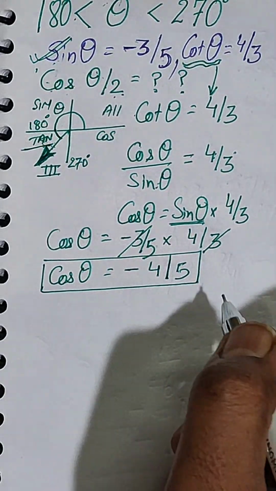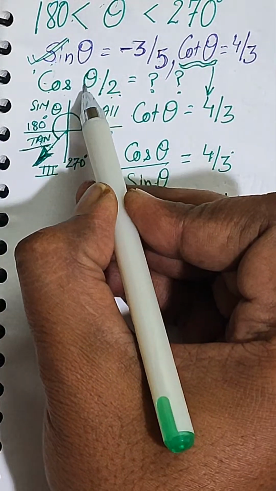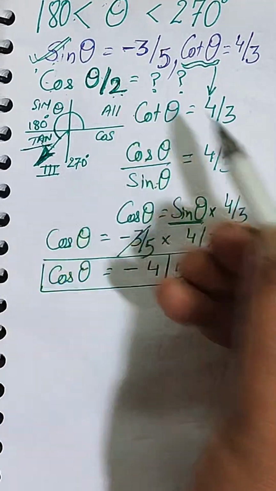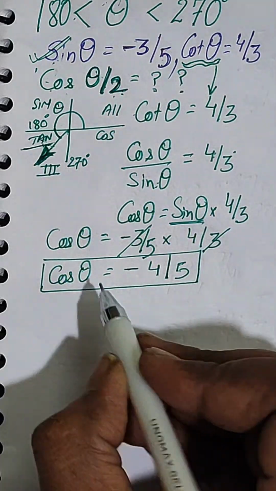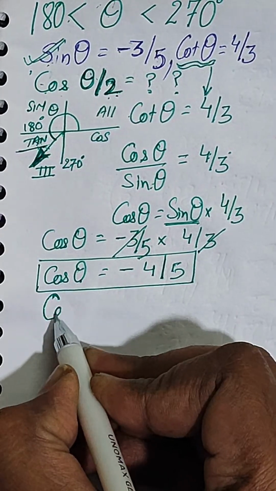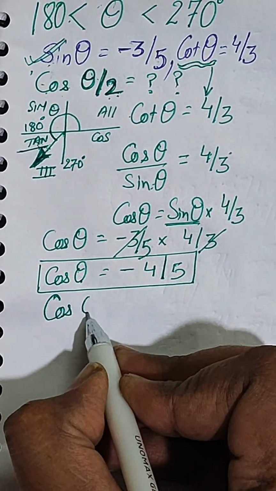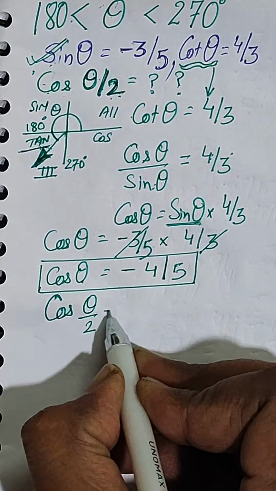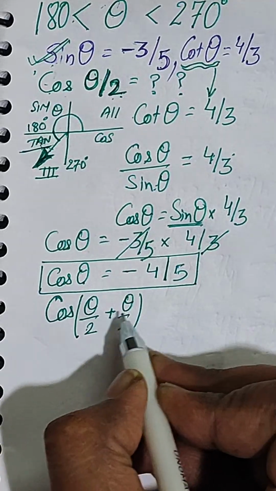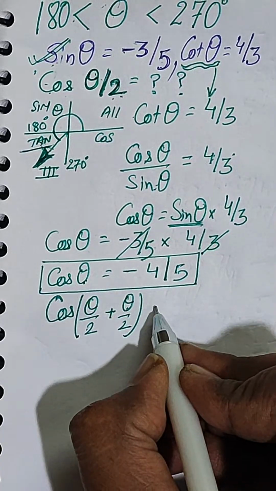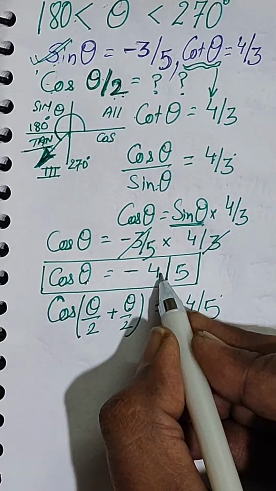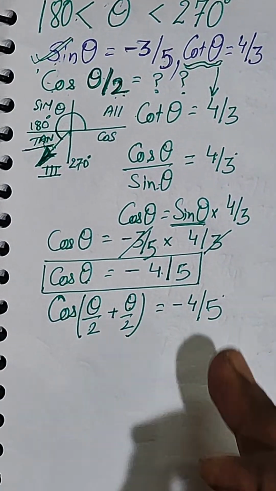So the value of cos theta is calculated as minus 4 by 5, but we need to find the value of cos of theta by 2. Mind it. So let us do one thing. Why don't you break this theta into theta by 2? You can do it very easily when you write theta as theta by 2 plus theta by 2, because when you add both of these you will get theta, and this value is nothing but minus 4 by 5, which we have already calculated.